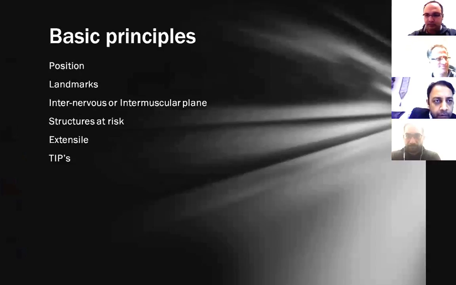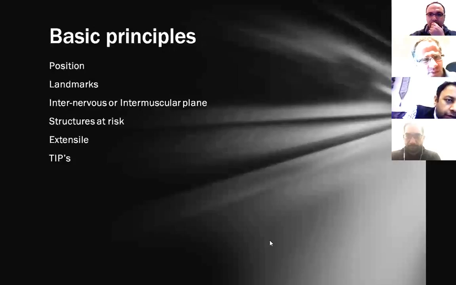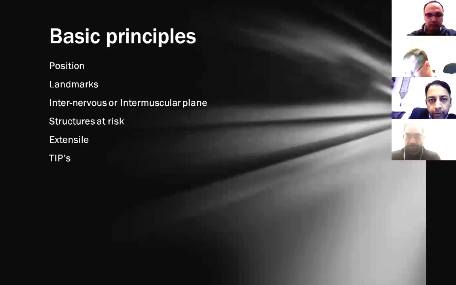But when you're talking about approach, these are the basic principles you should think about: the position of the patient, anatomical landmarks, the internervous plane or intermuscular plane in some instances, structures at risk, and if it's an extensile or a limited approach, and also some tips as well. And I'm going to focus on some pitfalls that can happen, particularly with the anterior deltoid-pectoral approach, and also one of the reasons why they talk about the posterior approach in the exam.